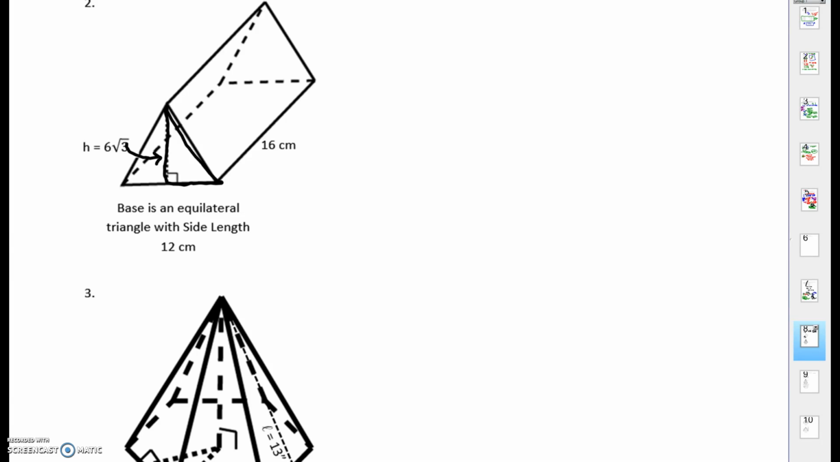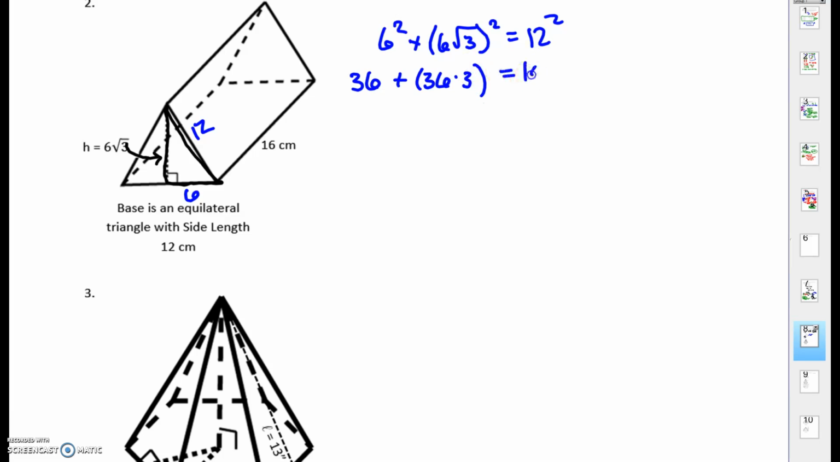equilateral triangle with side length of 12, that means this length is 12, and this right here is half of it, so it's 6. So I'm going to test it with Pythagorean theorem. Does 6 squared plus (6√3) squared equal 12 squared? Well, let's check it out. That's 36 plus, this becomes 36 times 3. Does that equal 144? Well, that becomes 36 plus 108. And it does, in fact, equal 144. So the Pythagorean theorem works.